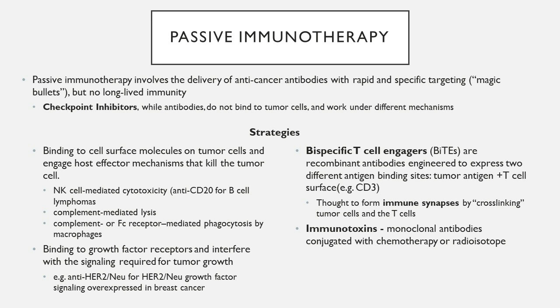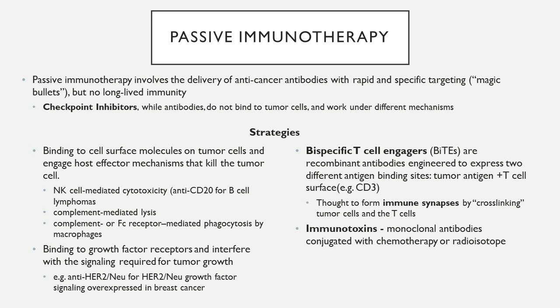There's also the really novel bispecific T-cell engagers, which I like to call BiTEs, that are recombinant antibodies engineered to express two different antigen binding sites. Remember, antibodies can bind to two separate things. They have that Y-shape. In this case, these antibodies are engineered to have two different binding sites. One would be for a tumor antigen, and another would be for a T-cell surface, most commonly CD3. And these are thought to form sort of an immune synapse that's brought about by cross-linking these tumor cells with the T cells, and thus allowing them to do their jobs at a more direct and localized site.